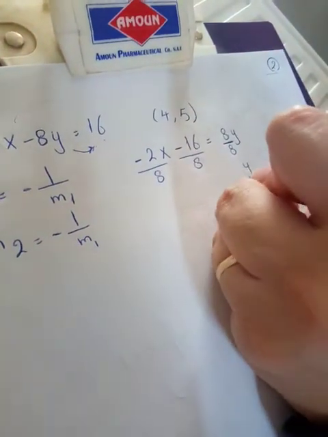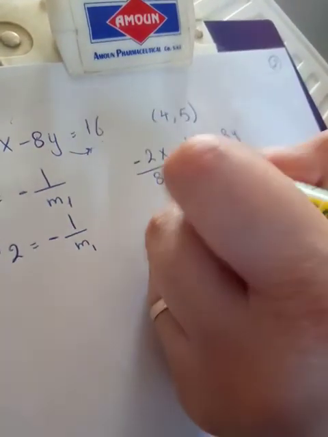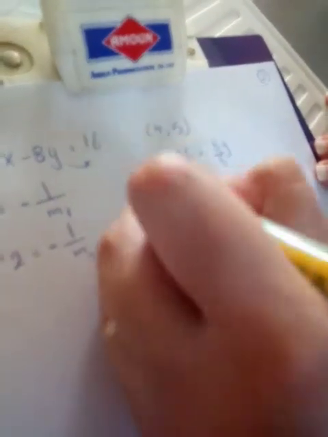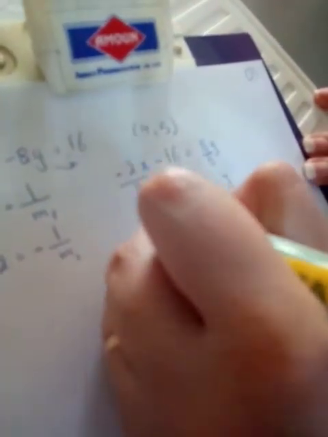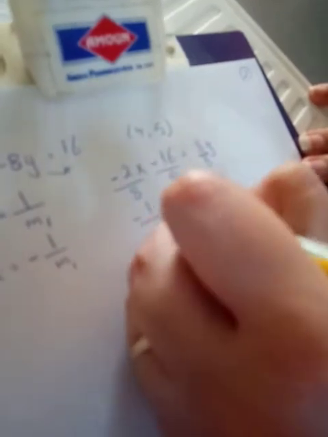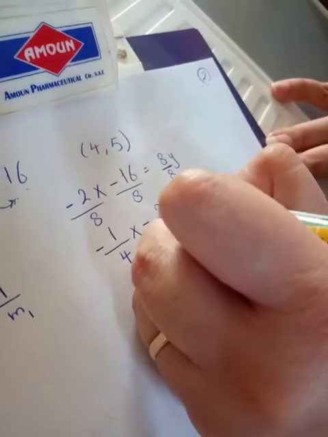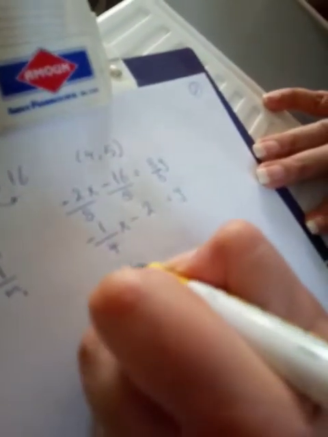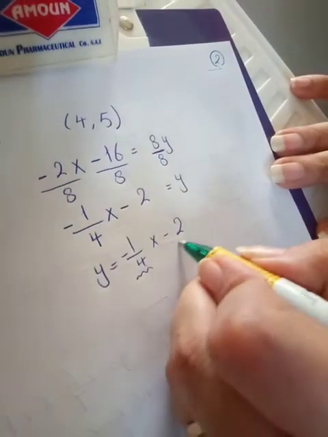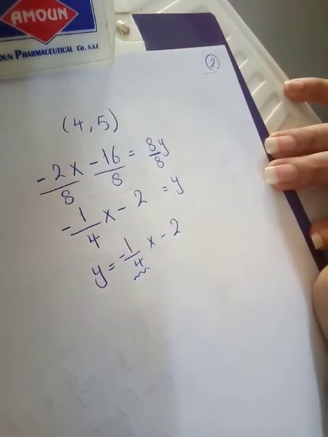So y equals, here it will be -2 divided by 8 equals -1/4 x, minus 16 divided by 8 equals 2. So the equation here is y equals -1/4 x minus 2. So what is the slope here? The slope is -1/4. And the y-intercept here is -2.